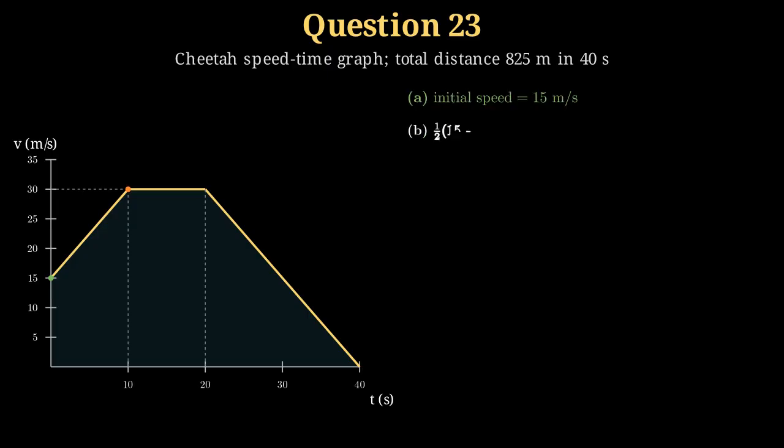Part A. The speed when recording started is simply where the graph meets the speed axis, 15 meters per second.